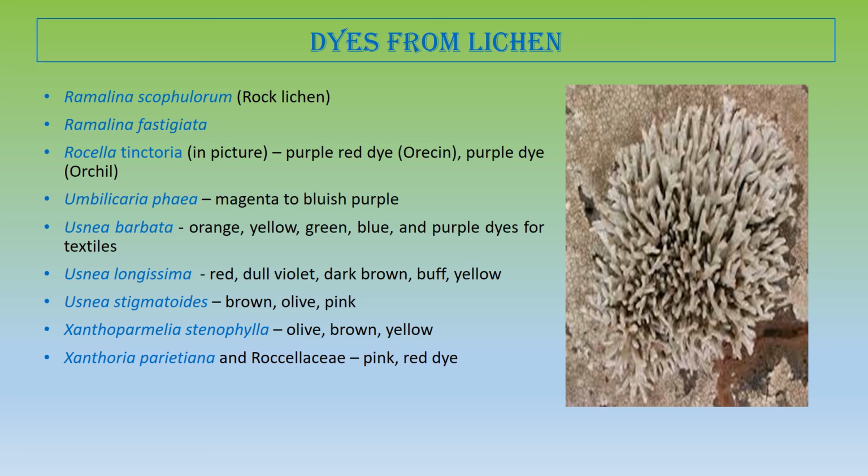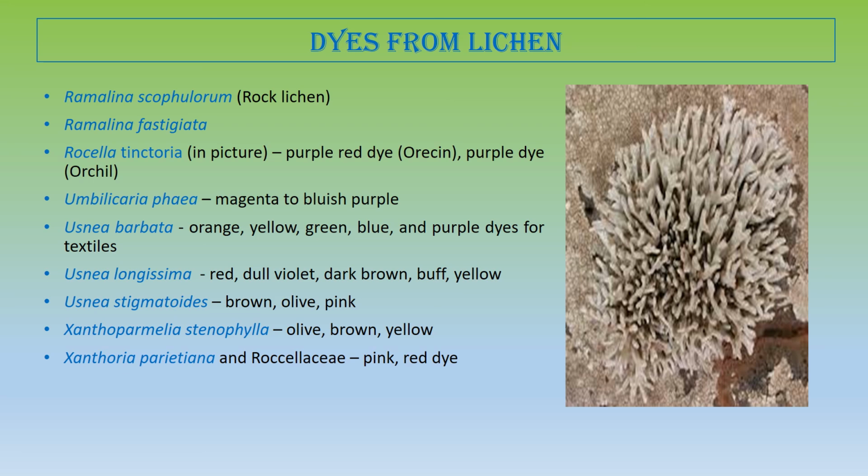So Usnea barbata gives a variety of colors like orange, yellow, green, purple, and it is mostly a textile dye. Apart from Usnea barbata, there is Usnea longissima. This, as the name suggests, belongs to Usneaceae, and it has the same type of habitat as Usnea barbata, and Usnea strigosa also has the same type of habitat.